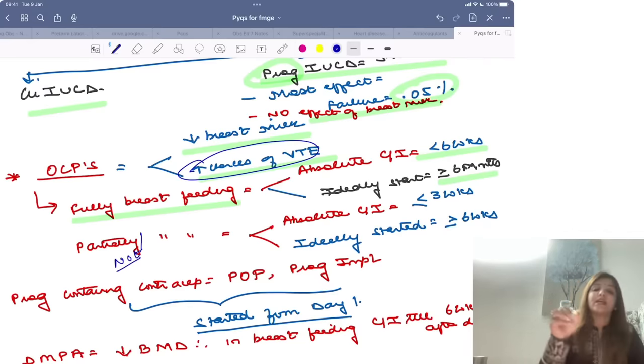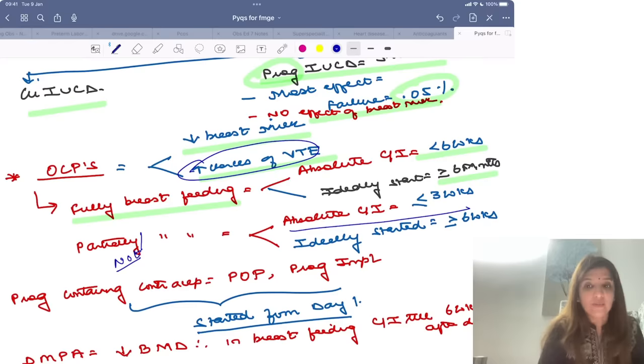And as it is in pregnancy, the clotting factors were high. So even if the female is not breastfeeding, I am not worried that breast milk will decrease because she is not breastfeeding. I am worried about venous thromboembolism, and that is why OCPs are absolutely contraindicated at less than 3 weeks of delivery. Ideally, they should be started at more than or equal to 6 weeks if a female is not breastfeeding.